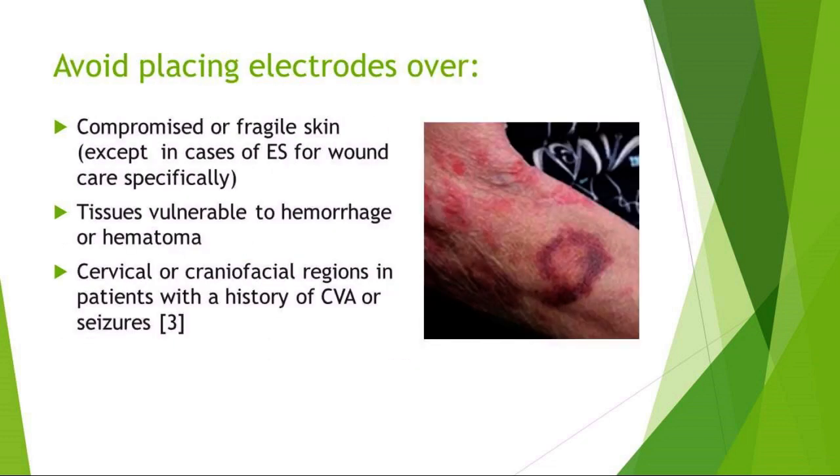You want to avoid placing electrodes over compromised or fragile skin, except in cases of electrical stim for wound care specifically. So elderly people have fragile skin. You might not be using electrodes on an elderly person's fragile skin. Tissues that are vulnerable to hemorrhage or hematoma should also not have electrodes placed over them. And people in cervical or craniofacial regions, or with a history of CVA or seizures, you just don't want to mess with that.